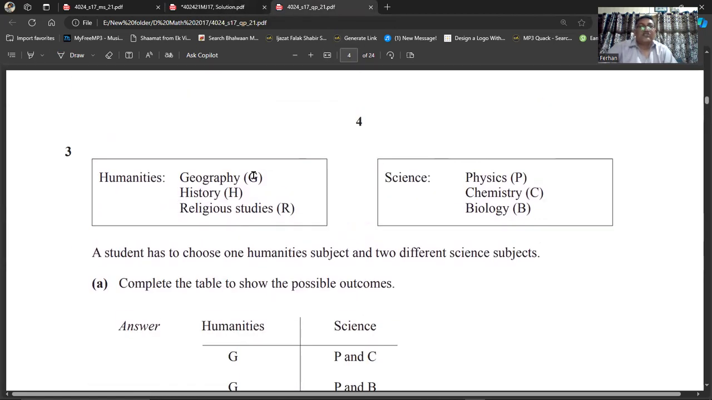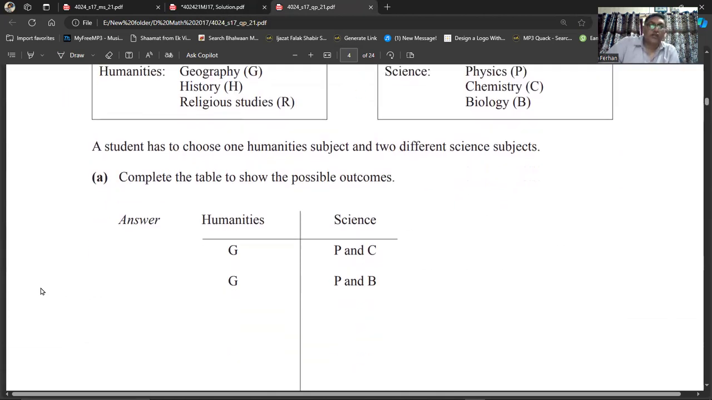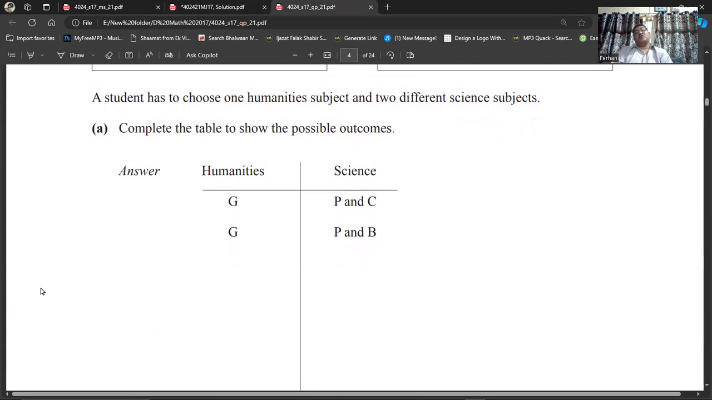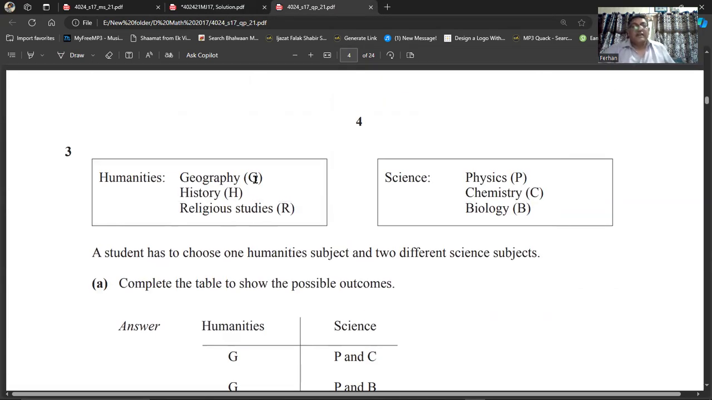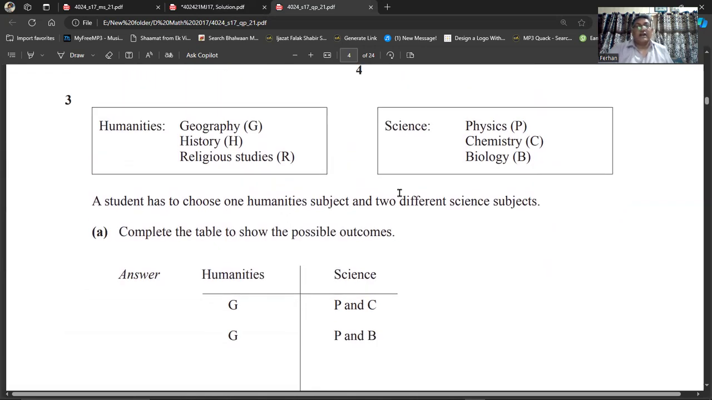Now we are going to the next question, question number 3. The humanities subjects are geography, history, and religious study. The science subjects are physics, chemistry, and biology. A student has to choose one humanities subject and 2 different science subjects. So one subject you have to choose from here, and then from here you have to choose 2 subjects.